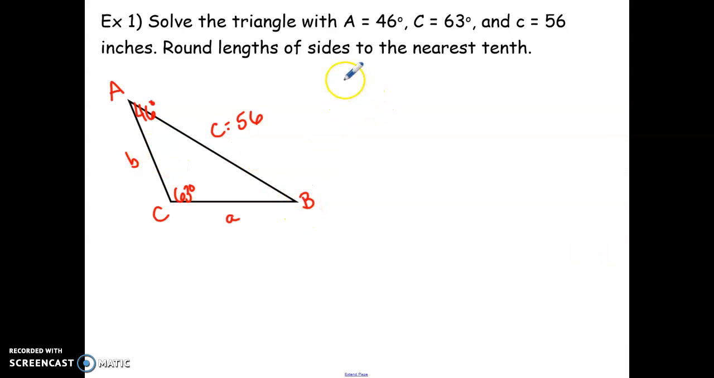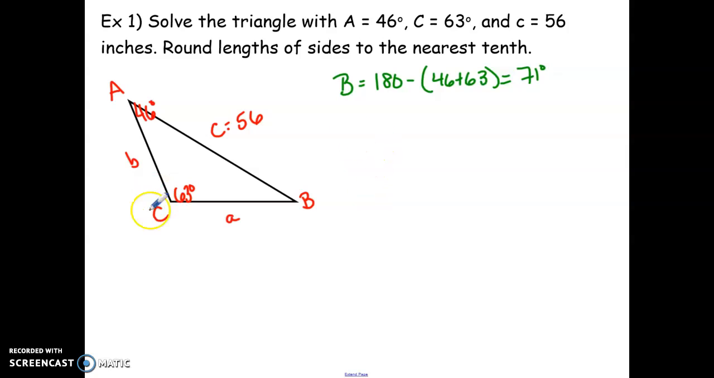So I need to find angle B. Angle B is going to be equal to 180 degrees minus the 46 and 63 that we already have. So when we calculate that, the measure of angle B will be 71 degrees. And go ahead and check my math there. It's been a long couple weeks. Okay, so the measure of angle B is 71.